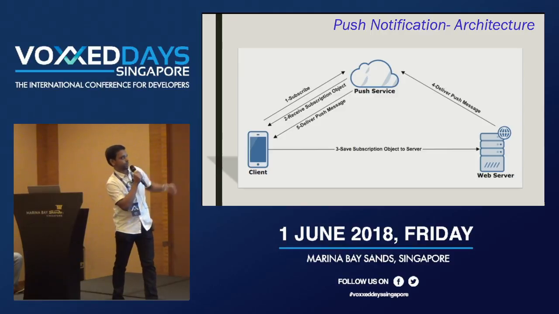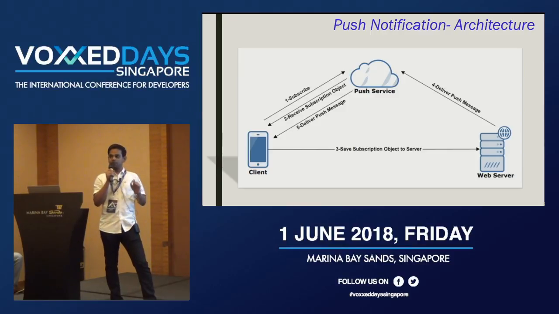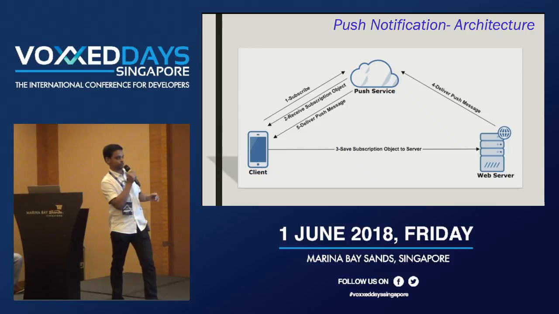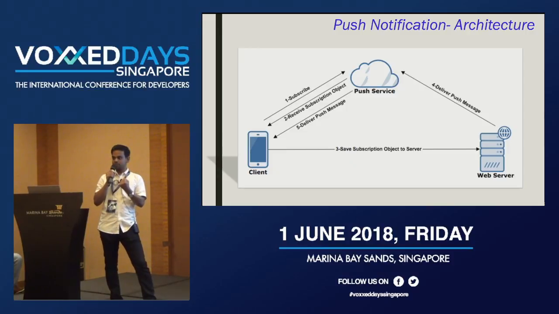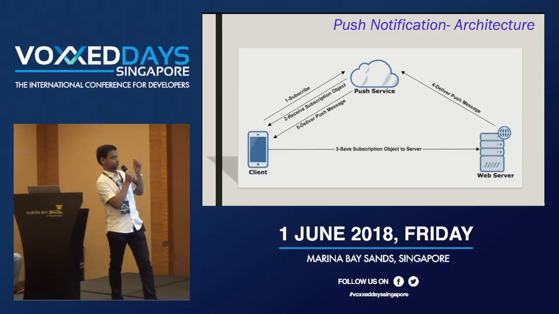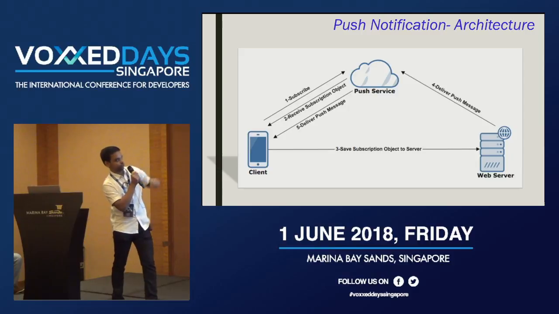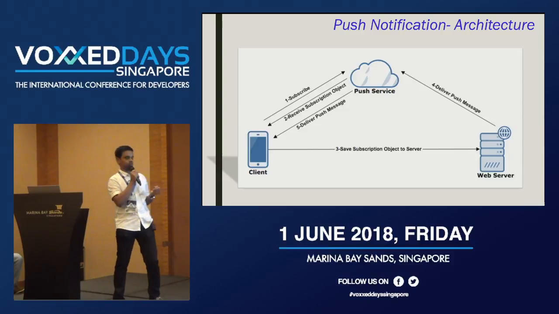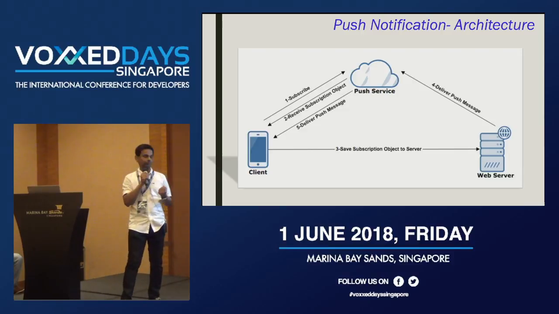Number one, subscribe. This is where the user clicks the button, notify me for flight delays, and before the browser sends request number one to the push service, the browser intercepts and asks your permission. If you don't give permission, you won't get notified. Let's say you allowed it, then the request goes to the push service, and you receive the subscription object back. This subscription object has all the information related to the client.